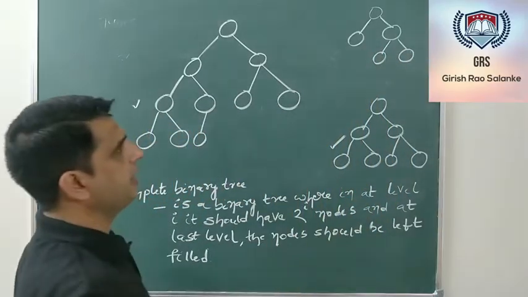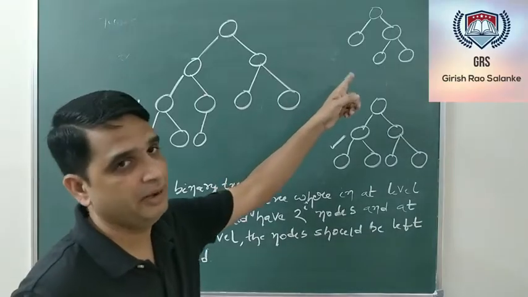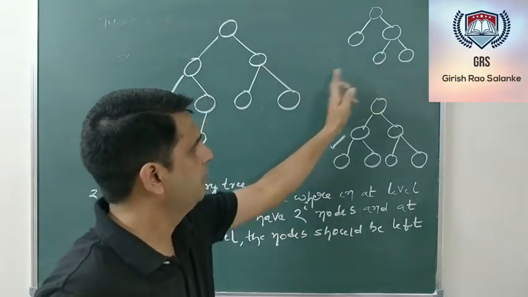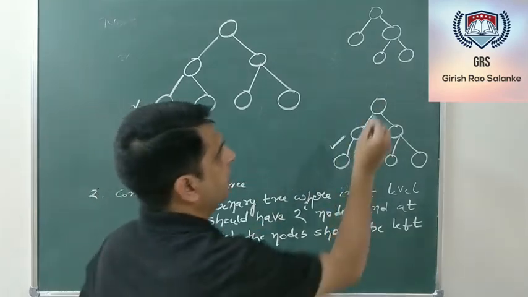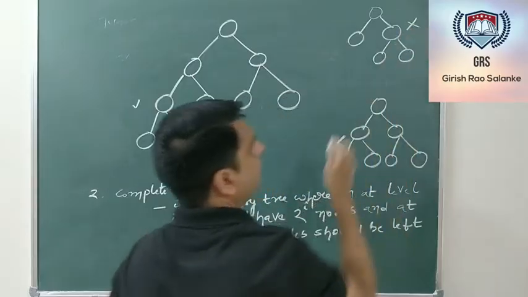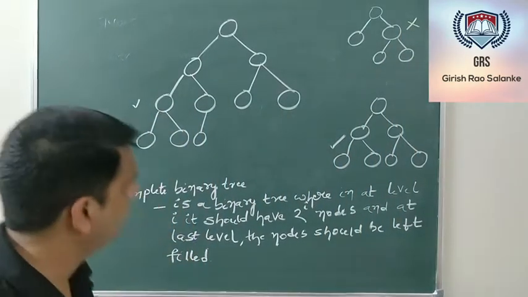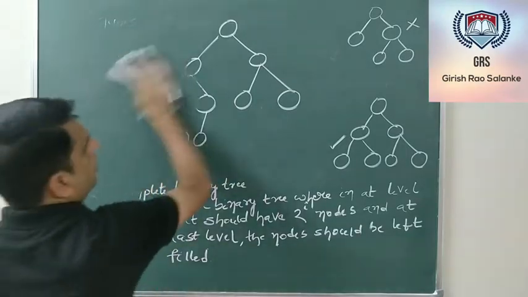Is this a complete binary tree? Note that this is not a complete binary tree. It is a strictly binary tree, but it is not a complete binary tree. Why? Because in the last level the nodes should be left filled, but rather than filling the left side, it is being filled at the right side. Note that this is not a complete binary tree. This is about the second type of tree. Now moving on to the third type of trees.